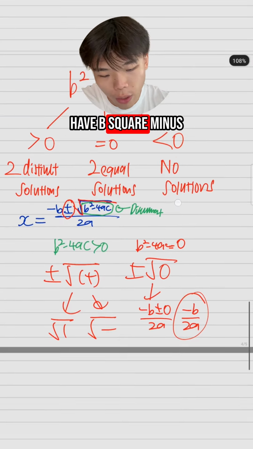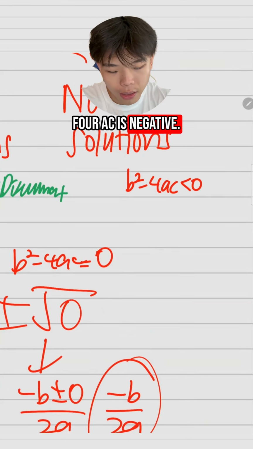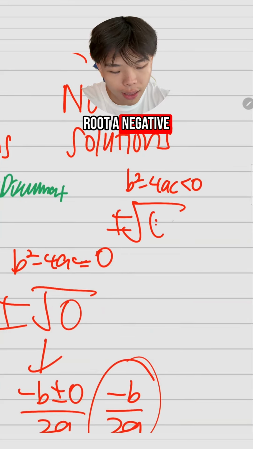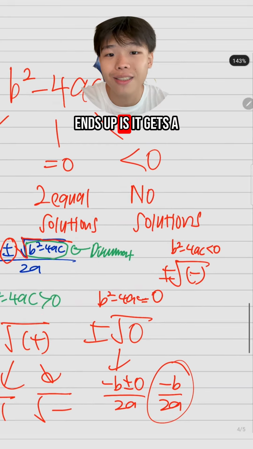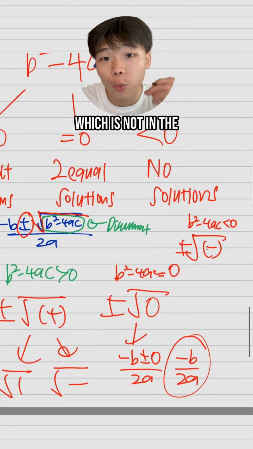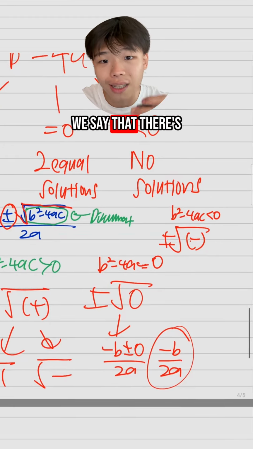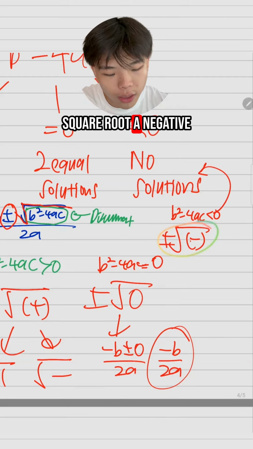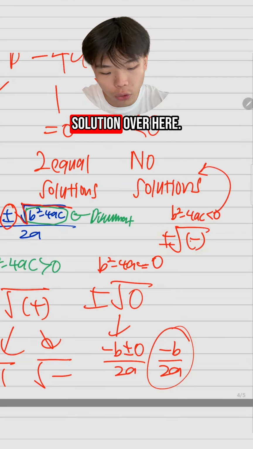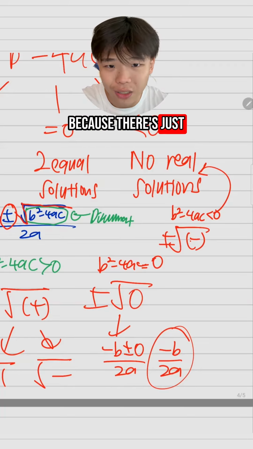Lastly, when b squared minus 4ac is negative, I'm just going to write it here: b squared minus 4ac is negative. If you try to square root a negative number, you realize that you cannot, because what ends up is an imaginary number, which is not in the scope of the O-level syllabus. That's why when we say there are no real solutions, it's simply because we cannot square root a negative number and get a real solution here. And that's why the whole quadratic equation will collapse, simply because there's just no solution to that.